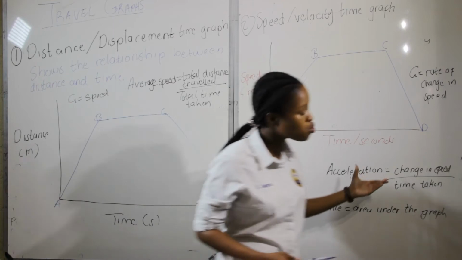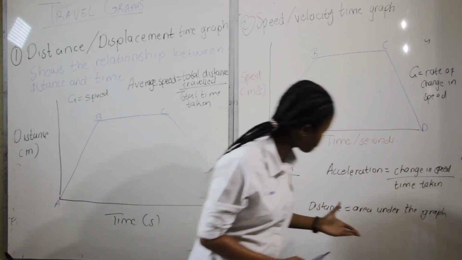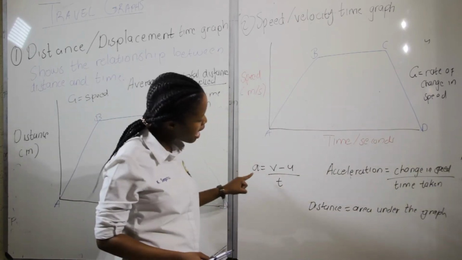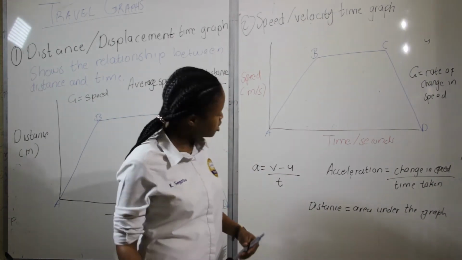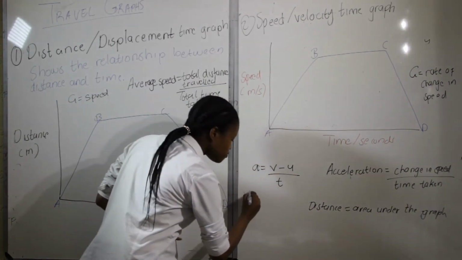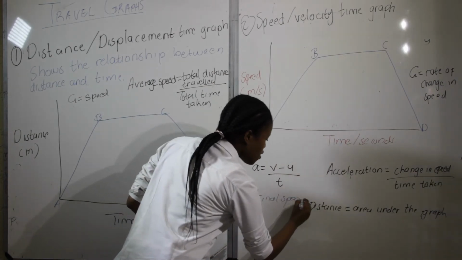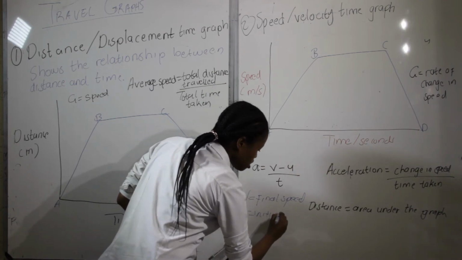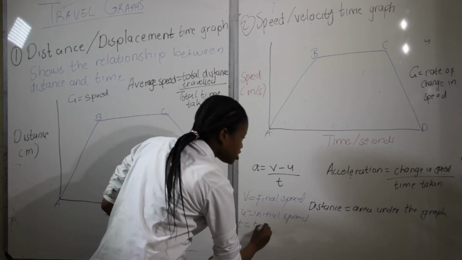Acceleration is equal to the change in speed over the total time taken. When you get to abbreviations, you can say a equals v minus u over t, where v is your final speed, u is your initial speed, and t is your time.